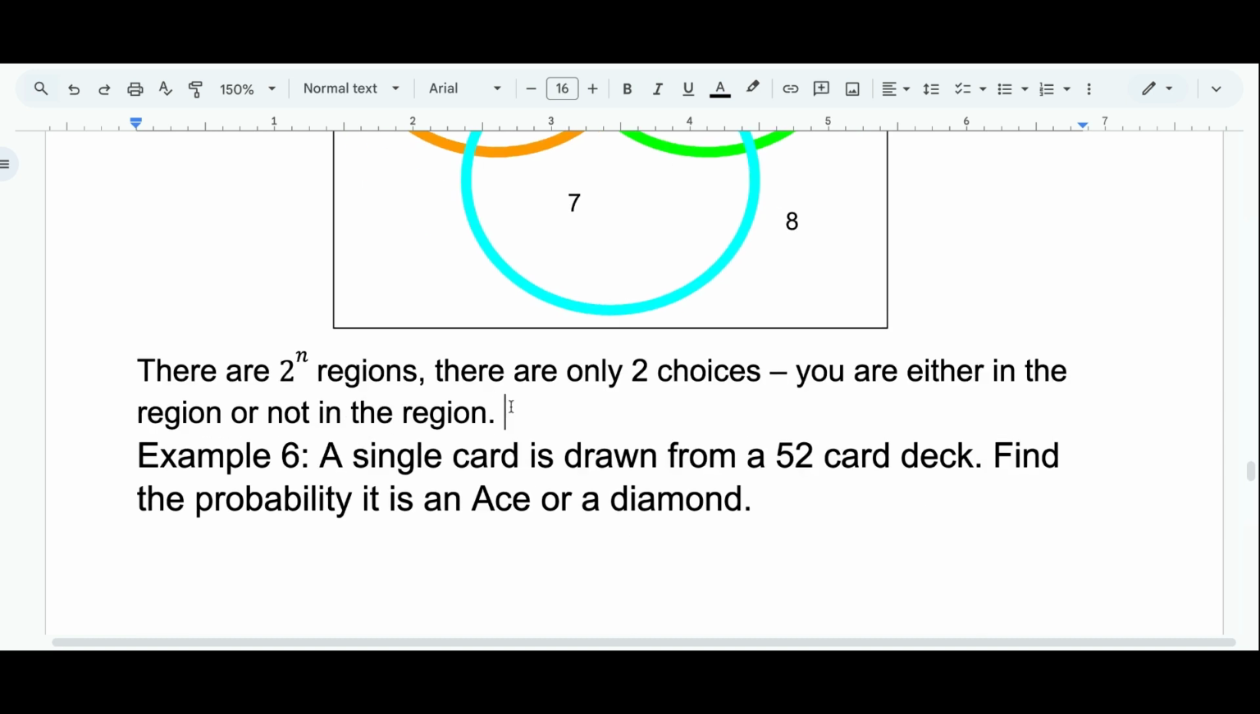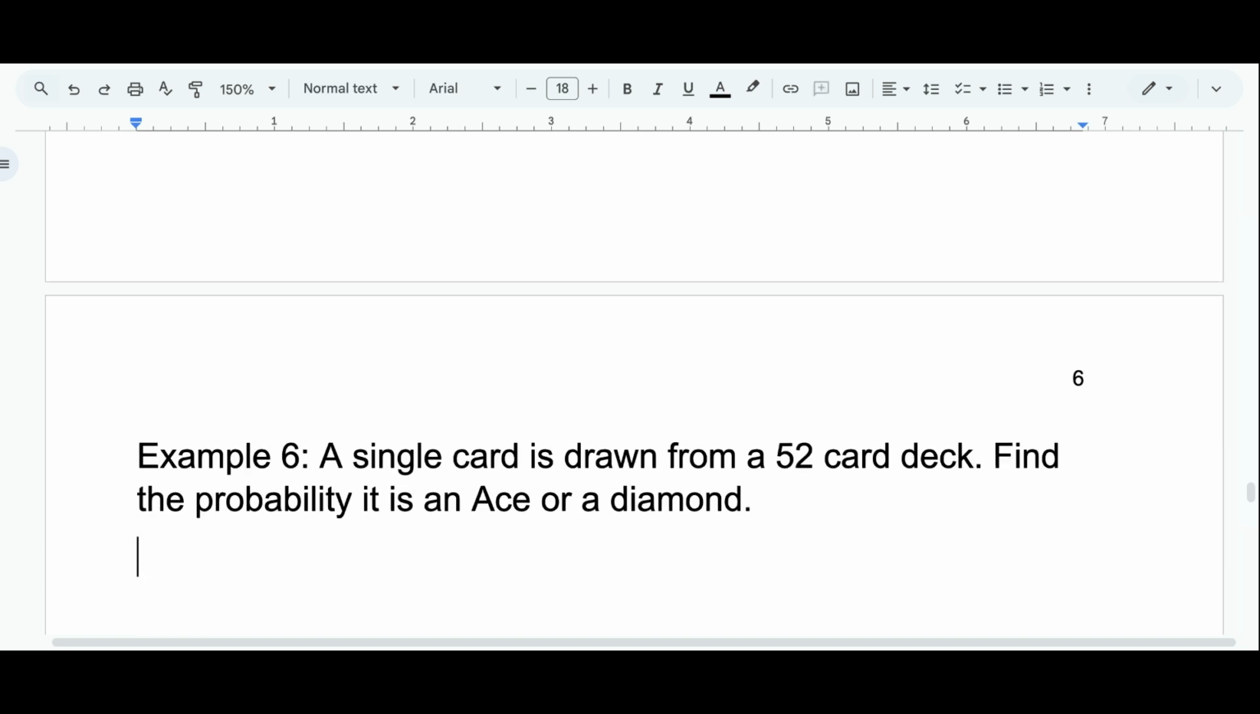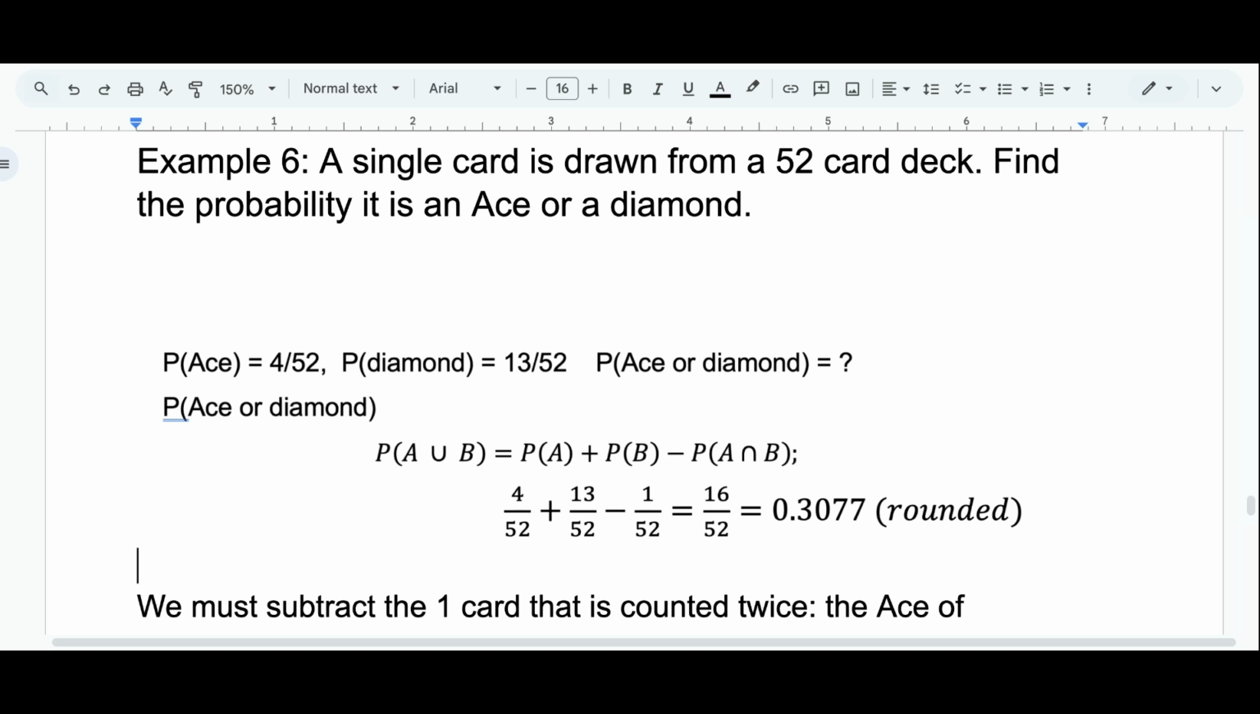All right, a probability question here related to inclusion, exclusion. A single card is drawn from a 52 card deck. Find the probability of an ace or a diamond. So we're looking at a union here, ace or diamond. We're going to do this in the same way here. The probability of A union B is the probability of A plus the probability of B minus the overlap, what's been double counted.